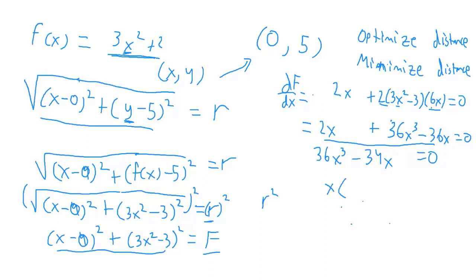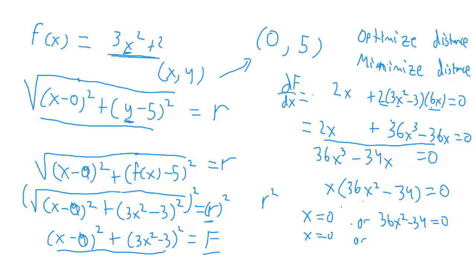So we have x times (36x squared minus 34) equals 0. So this gives us x equals 0, or 36x squared minus 34 equals 0. So this is x equals 0 still, or x equals plus or minus root 34 over 36.